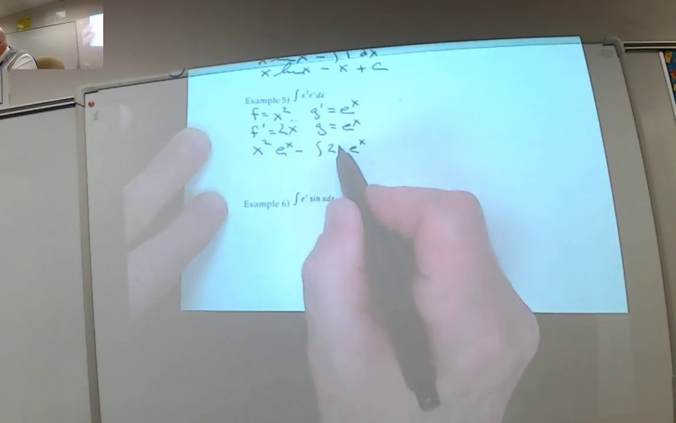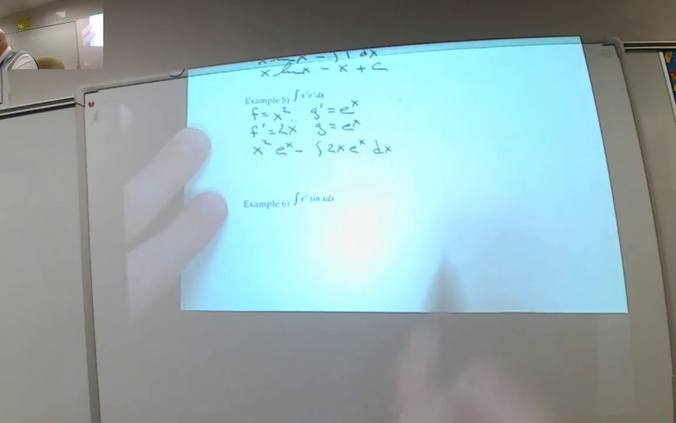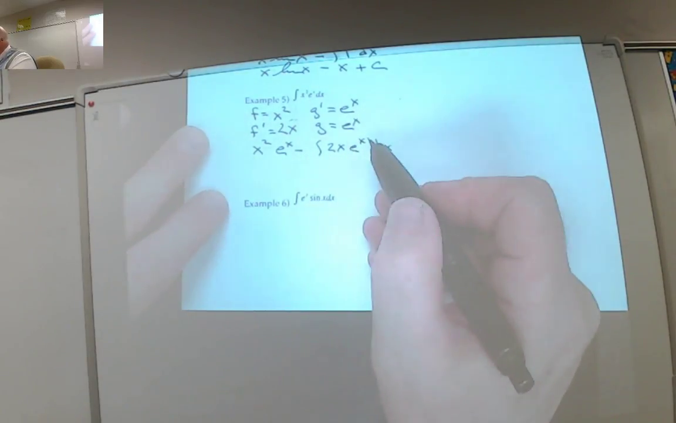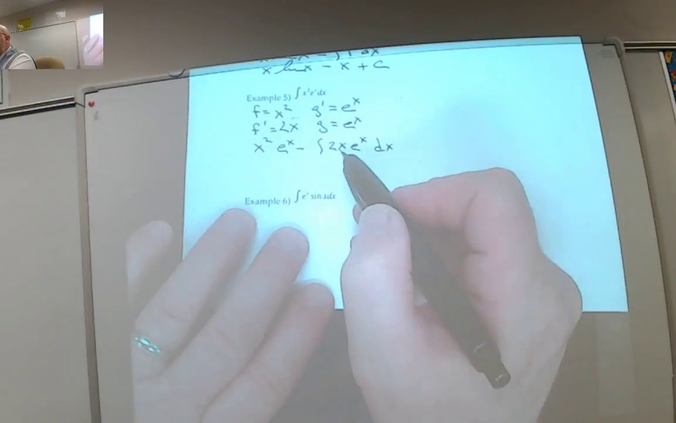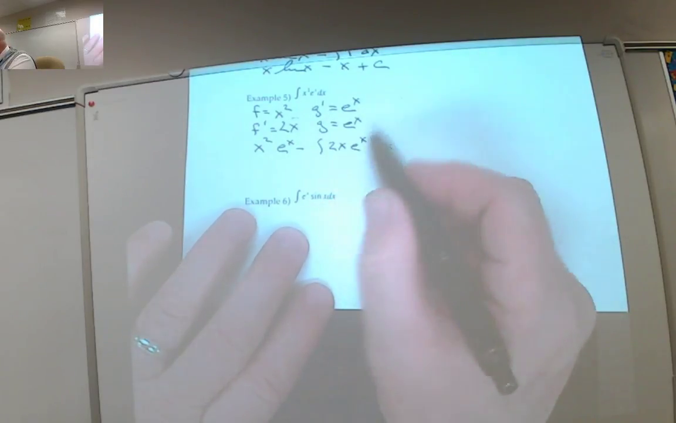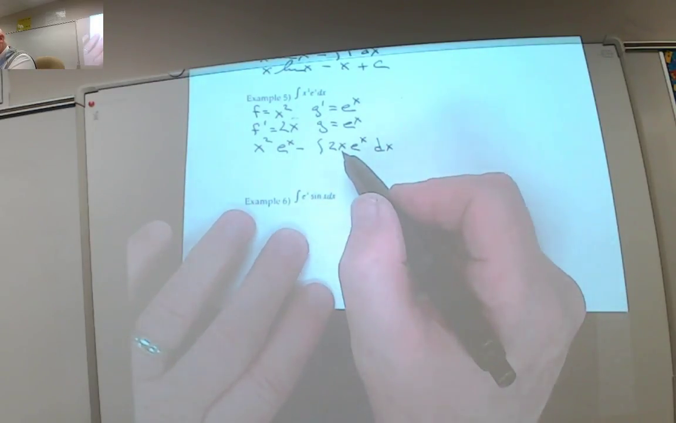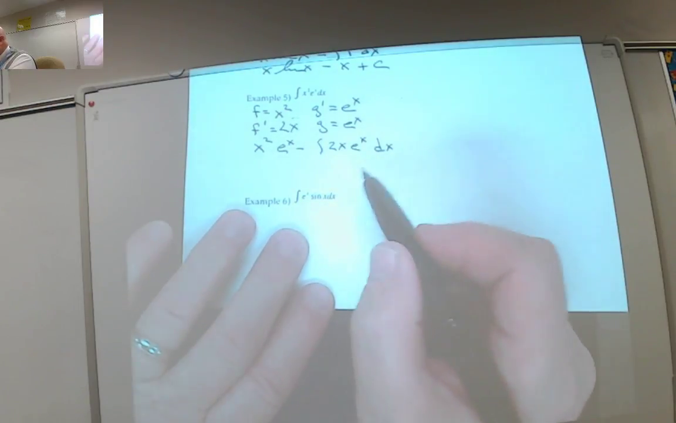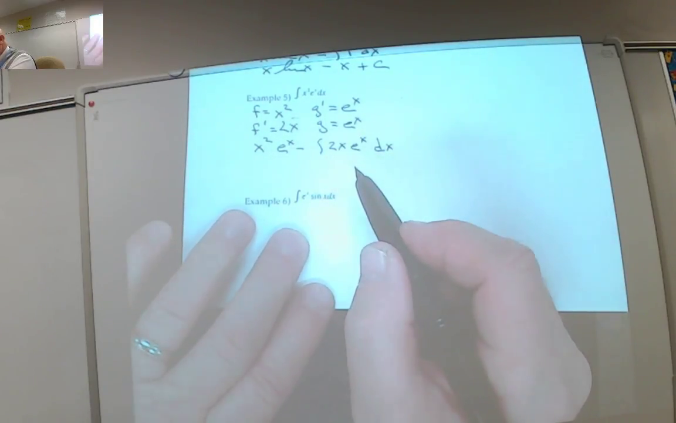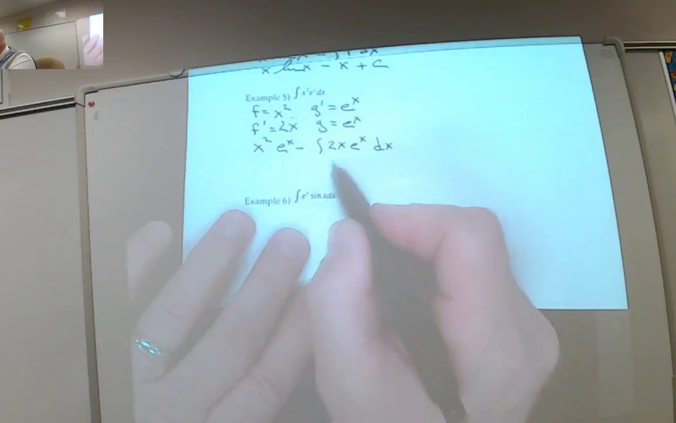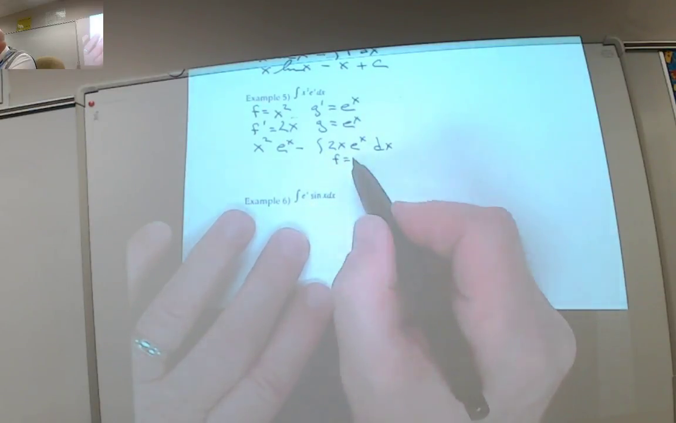I'm going to write it like this. Are you okay with that? Okay. Now again, the derivative of x squared is not x, it's 2x, correct? So that means I'm going to do it all over again, one more time. So f this time is going to be 2x.